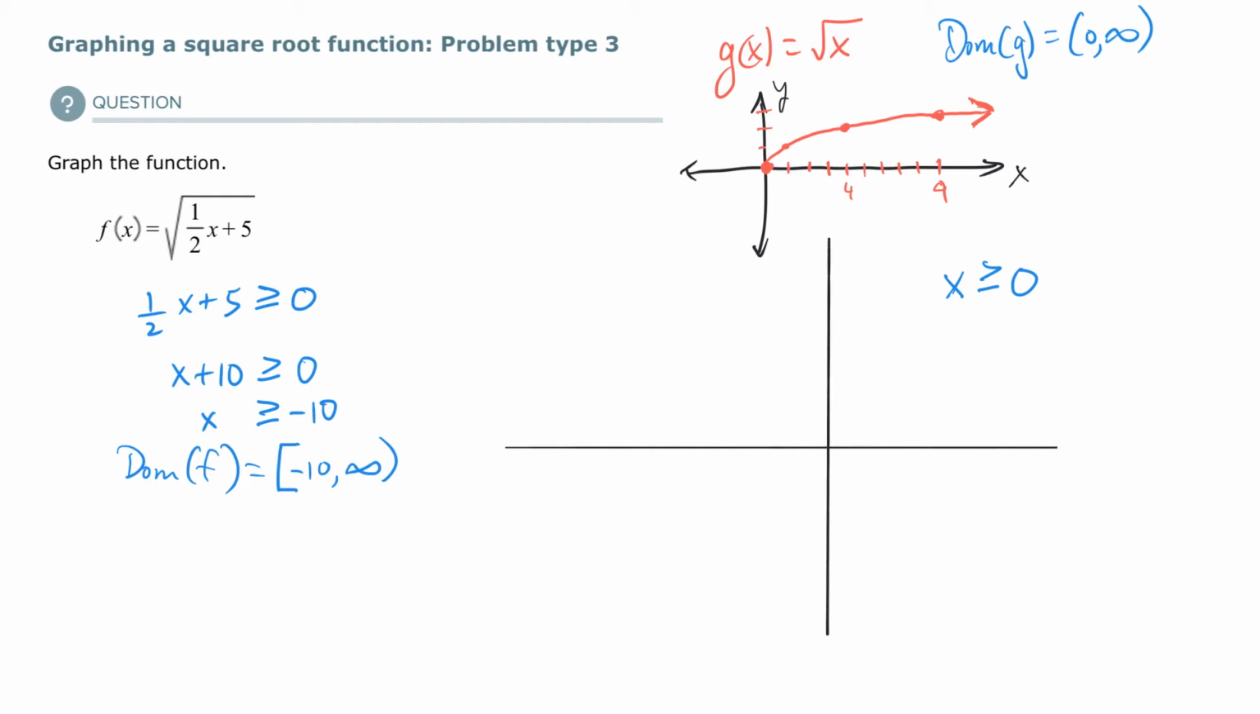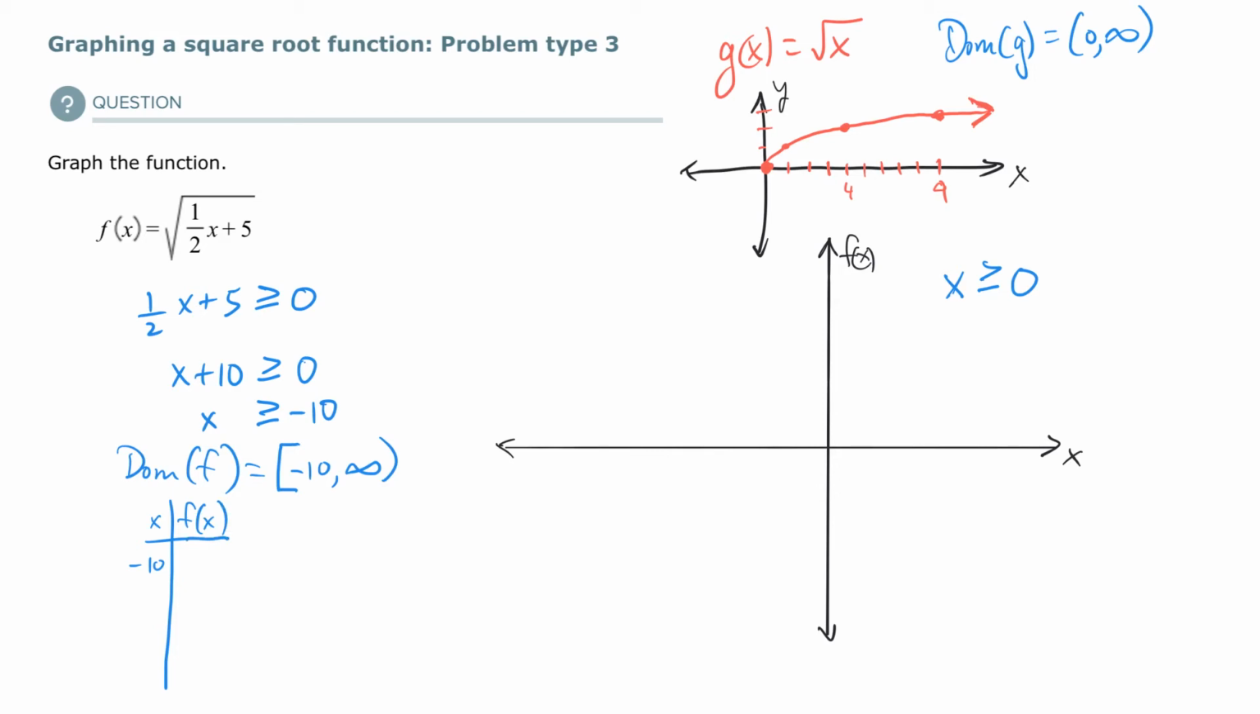So there's a pair of axes there. This is the x direction. This right here is the f of x direction. And we need some ordered pairs. So we should pick what? Negative 10 is included. Let's pick negative 10.